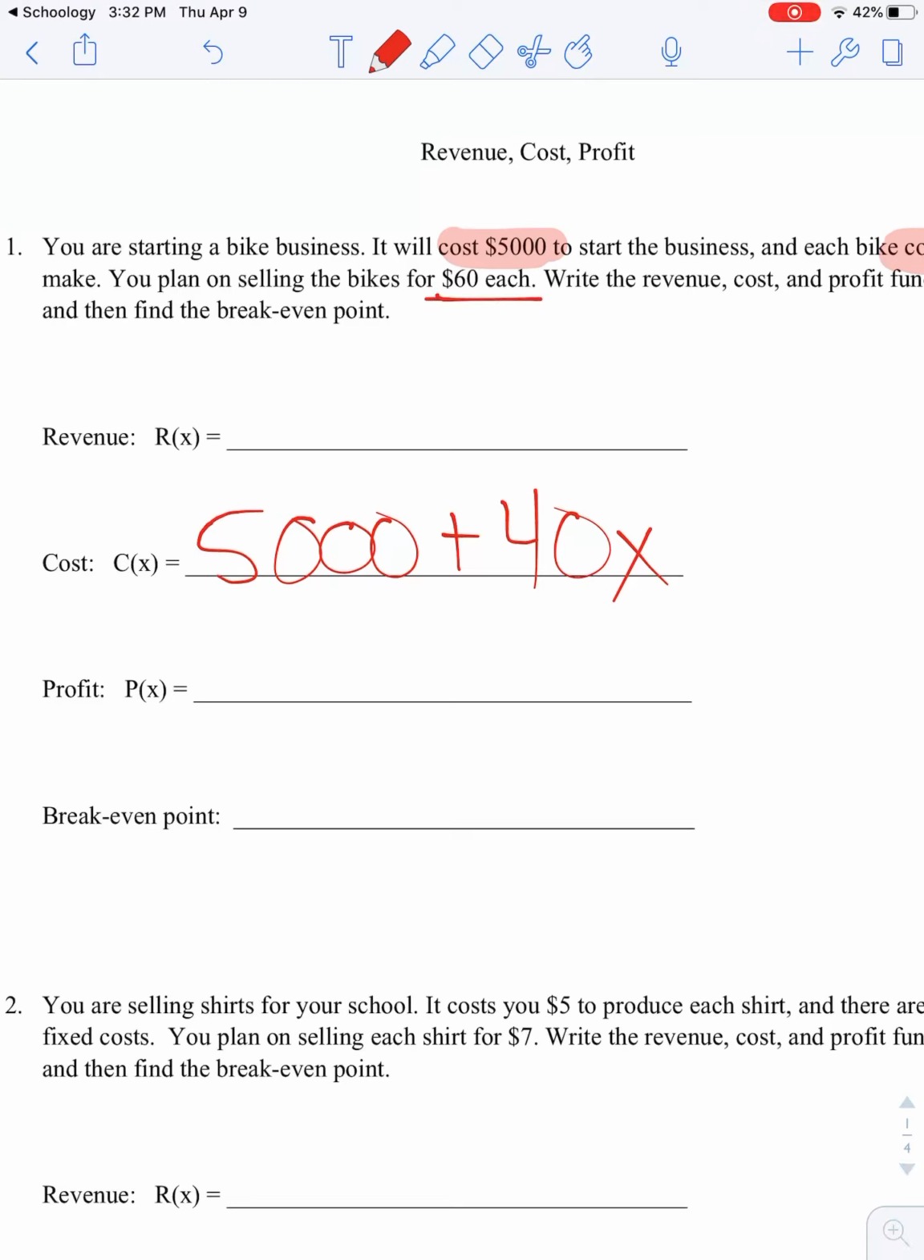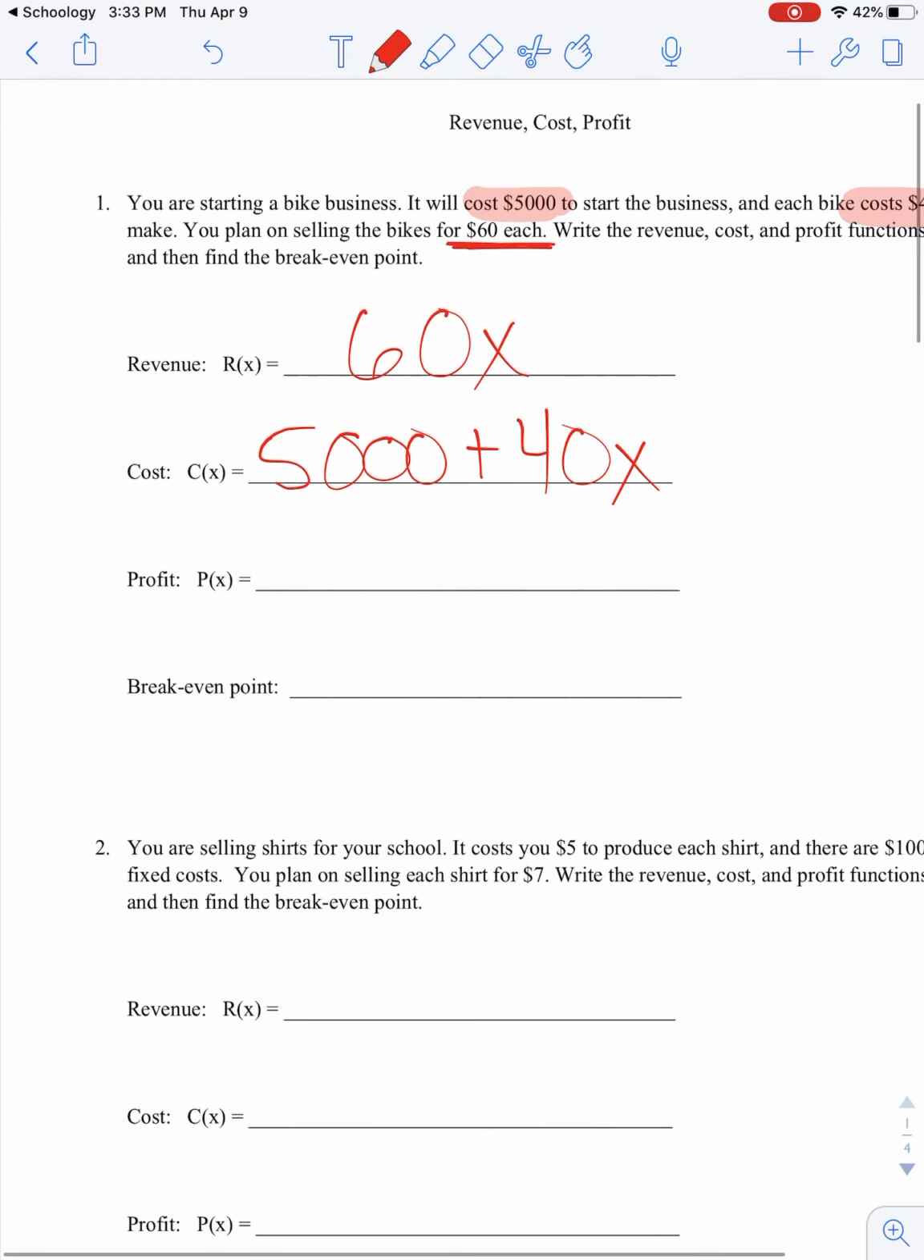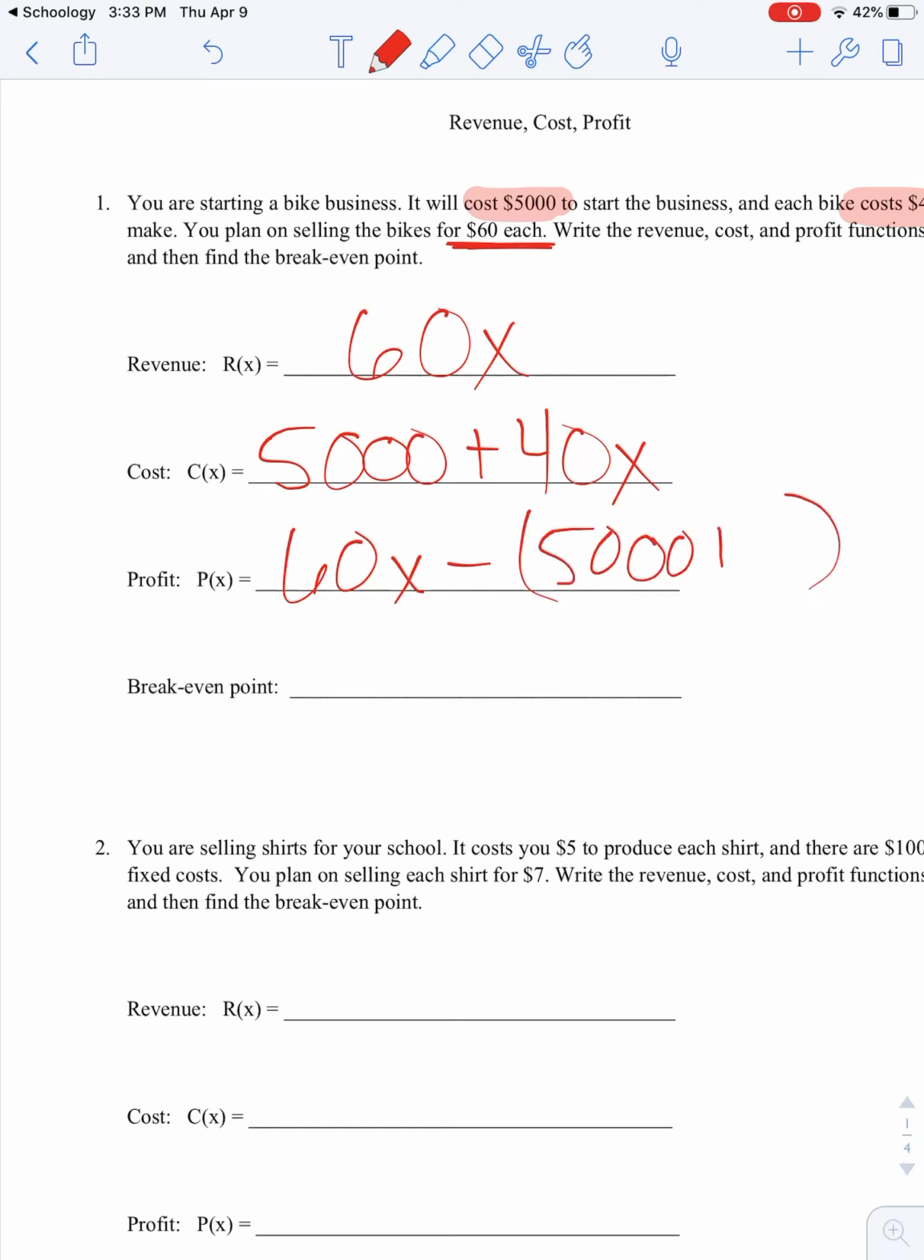Okay, but you're going to turn around and sell the bike for $60 each. So again, you get $60 for every single bike you sell. We don't know how many you're going to sell. This is the money coming in. Revenue is the money coming in. So that's going to be 60 times every single bike you sell. So the profit is going to be how much money you bring in minus your cost. So it's always going to be revenue minus cost. So your revenue is 60x. Your cost, make sure you subtract the whole thing, so it's got to be in parentheses.